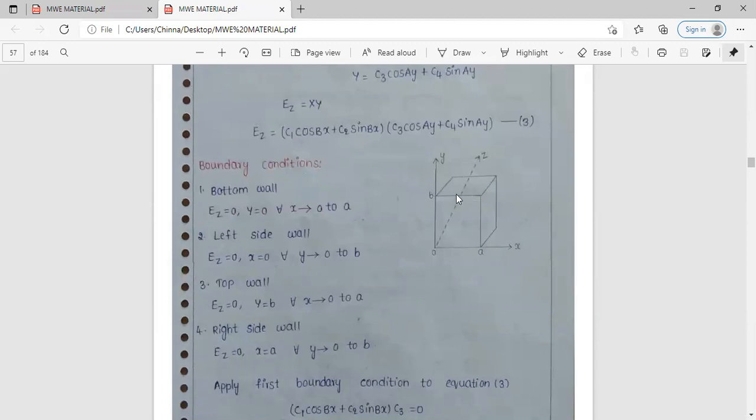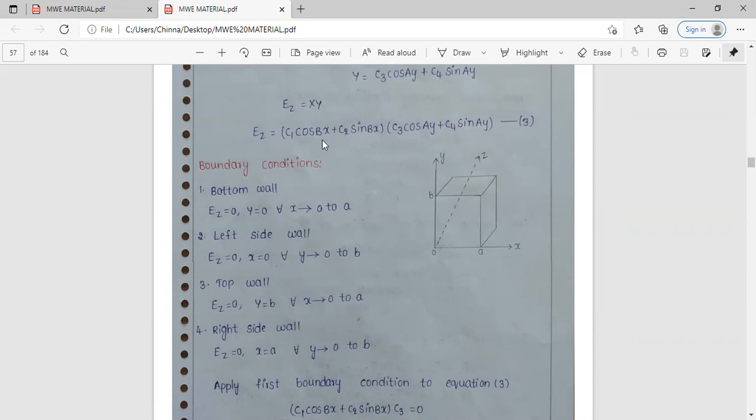So we can consider that Ez is equal to 0 at y is equal to b, with x tending from 0 to a. For the right side wall, Ez is equal to 0 at x is equal to a, with y tending from 0 to b. These are the boundary conditions.